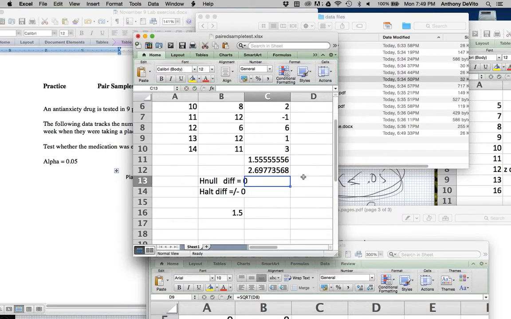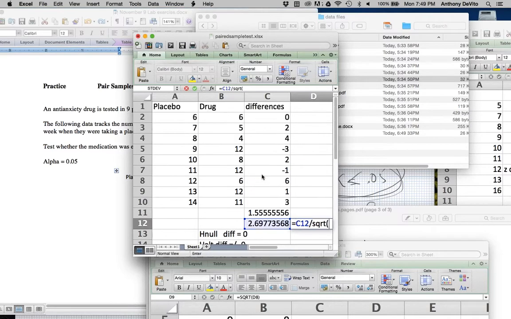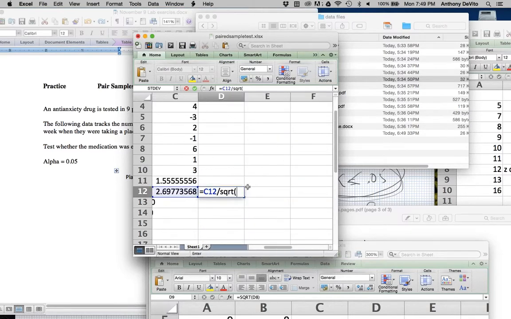is going to be 2.69, and the standard error is going to be equal to 2.69 divided by the square root of the sample size. Right? How big is the sample in this case? Is it 9 again? Yes, it's 9 again. So that would be divided by the square root of 9, or 3. That's going to come out to 0.899.